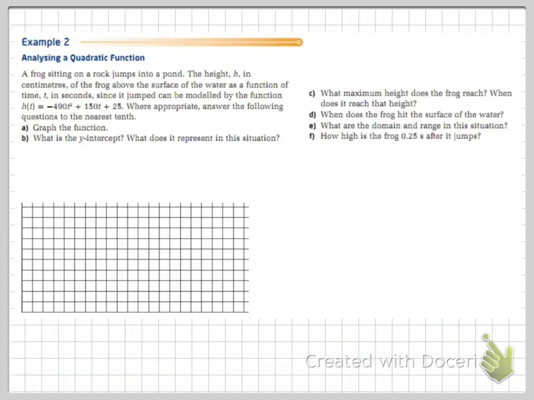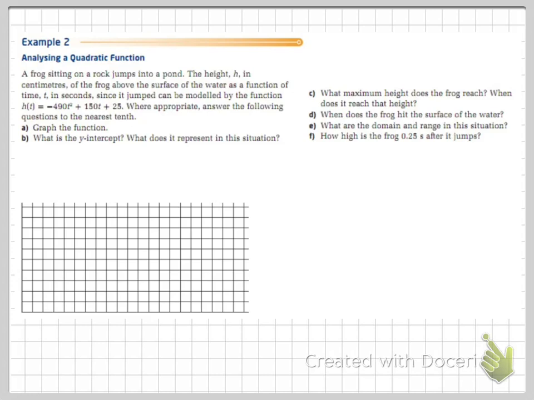In example 2, let's analyze a quadratic function. A frog sitting on a rock jumps into a pond. The height h in centimeters of the frog above the surface of the water, as a function of time t in seconds since he jumped, can be modeled by the function given. Where appropriate, answer the following questions to the nearest tenth.